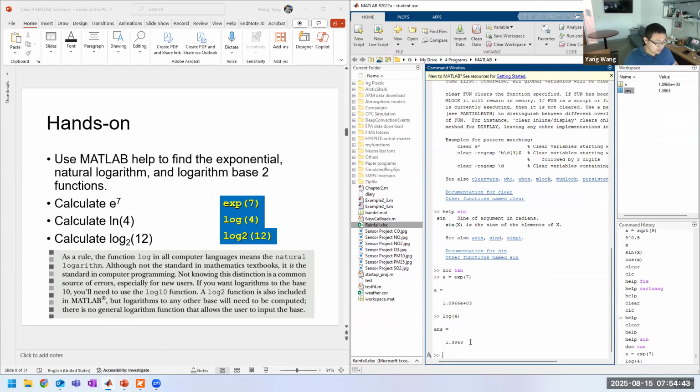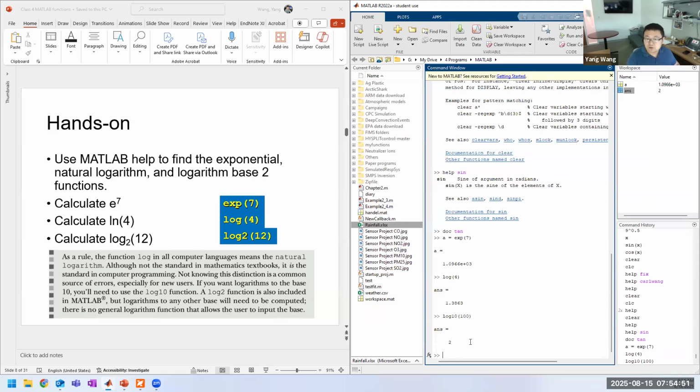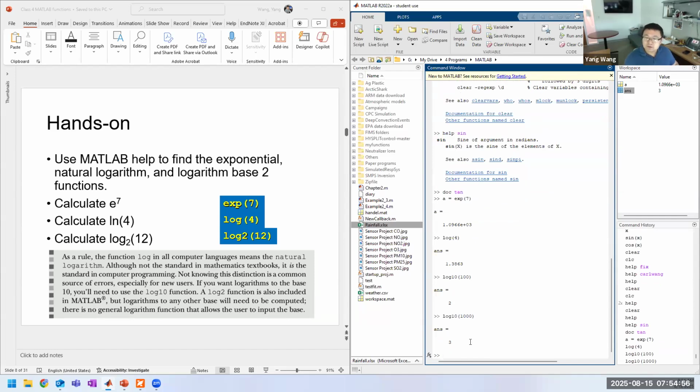logarithm, a lot of times we're dealing with log 10. For example, the log 10 of 100 is 2, right? The log 10 of 1000 is 3. But when we're dealing with the natural log, actually people use the ln, right?